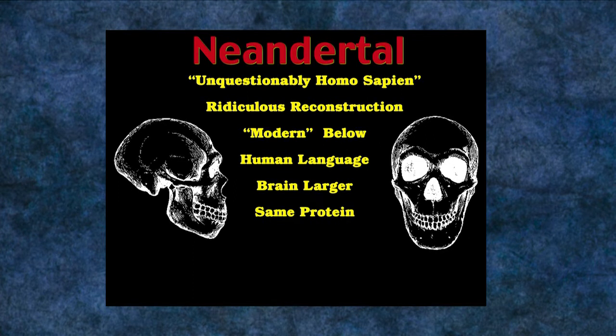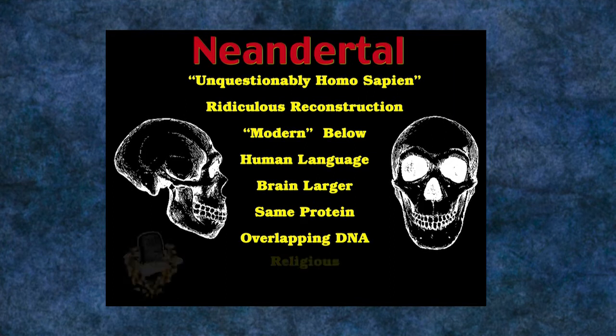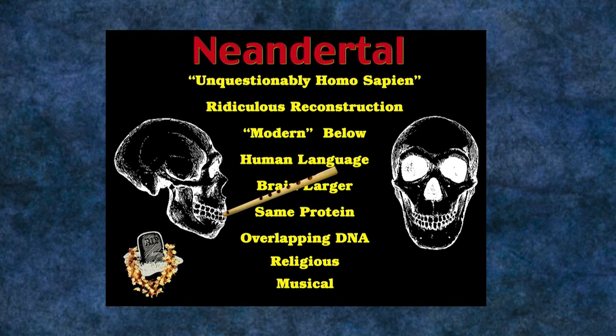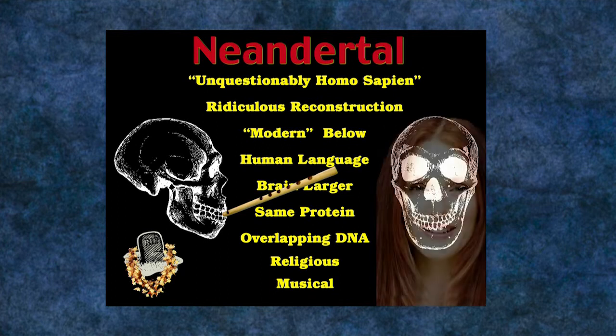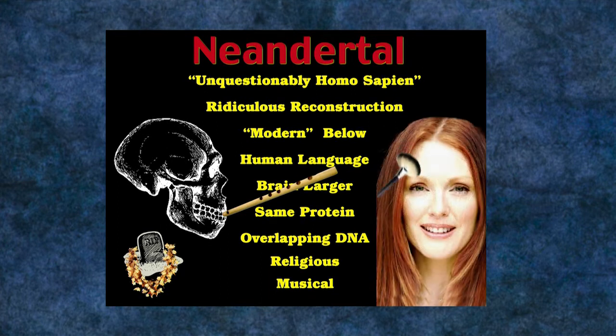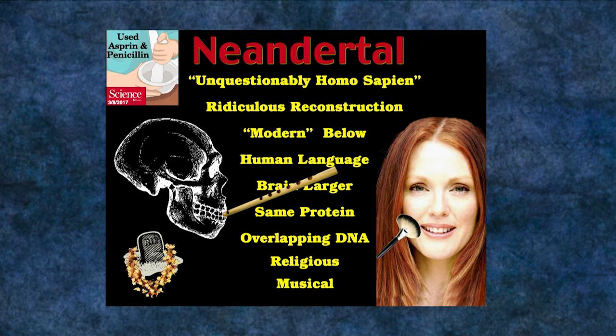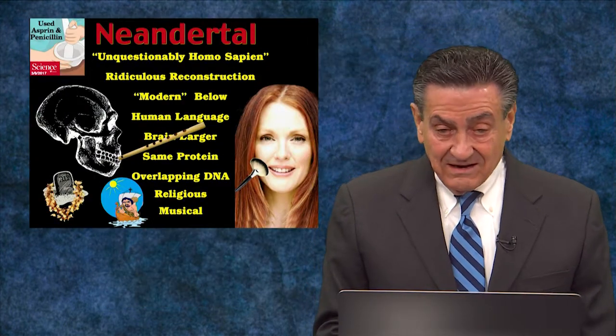The same proteins. We have overlapping DNA even in our DNA. They were religious. They were buried with religious ceremony, flowers. They were musical. They had fair skin and red hair, and they used cosmetics. They used medicine, aspirin and penicillin, and they were seafaring. What does that look like to you? That doesn't look like an ape man.